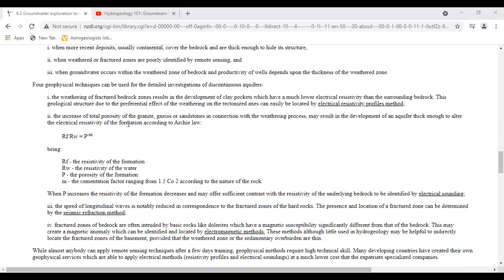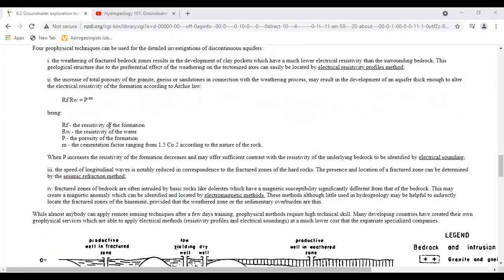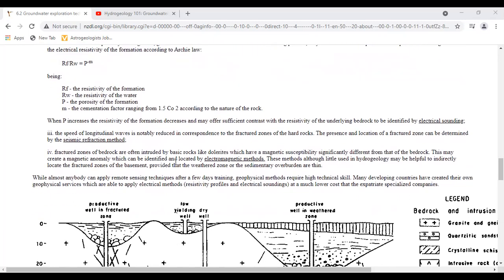The increase of total porosity of the granite, gneiss, or sandstone in connection with the weathering process may result in the development of an aquifer thick enough to alter the electrical resistivity of the formation according to Archie's law. Here, guys, RF is equal to RW times P to the power of minus M. Here, RF is the resistivity of the formation, RW is the resistivity of water, P is the porosity of the formation, and M is the cementation factor, ranging from 1.5 to 2.5 according to the nature of the bedrock.